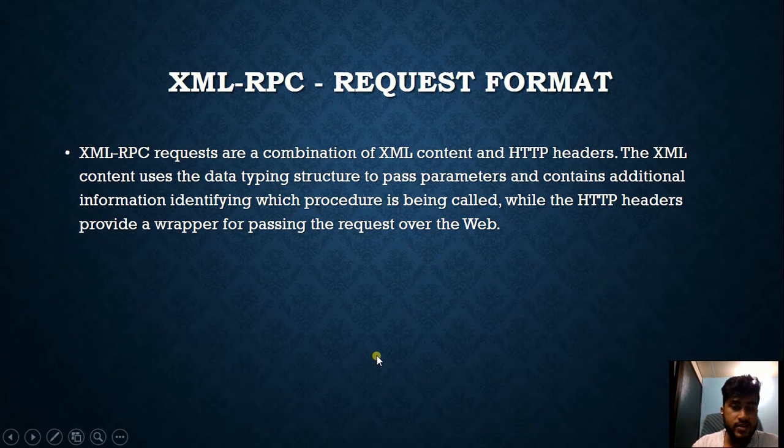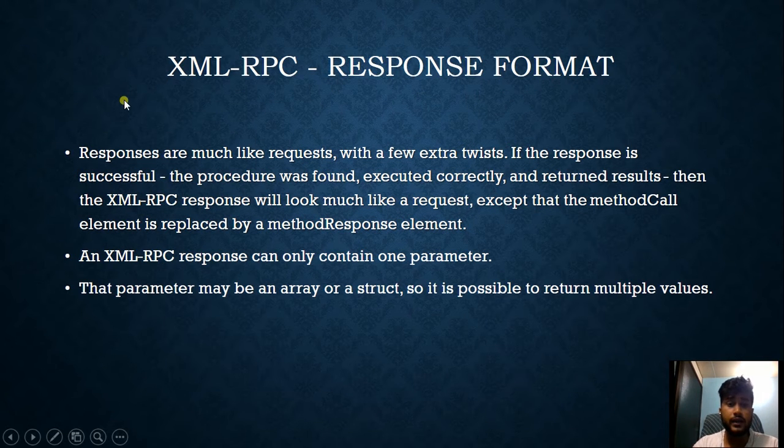So what is an RPC request format? An XML RPC request is a combination of XML content and HTTP headers. The XML content uses the data typing structure to pass parameters and contains additional information identifying which procedure is being called, while HTTP headers provide a wrapper for passing the request over the web. This is the format.